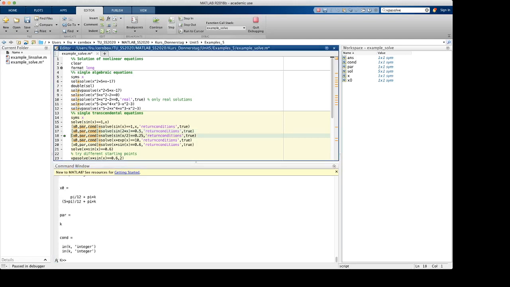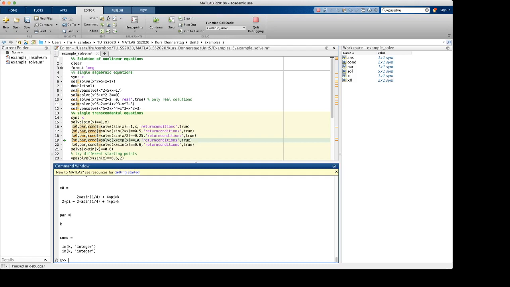We get again a parameterized solution of this form, either pi over 12 plus pi times k, or 5 times pi over 12 plus pi times k. k is a parameter, and it's again an integer. Another example, sine of x over 2 equals 0.25. This gives this parameterized solution.